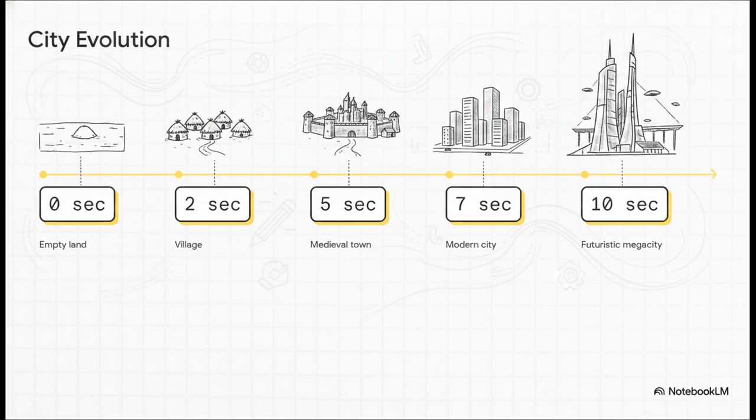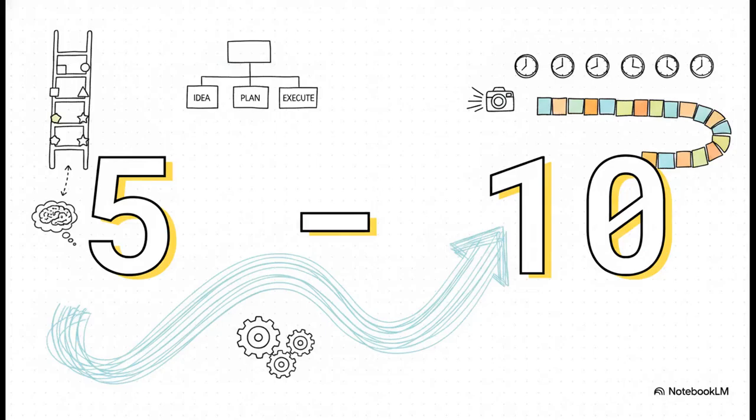For our continuous case study today, we're tracking a very specific evolution. We're starting with an empty plot of land, moving to a small village, expanding into a medieval town, modernizing into a city, and finally exploding into a futuristic metropolis. Now, here is the absolute golden rule.